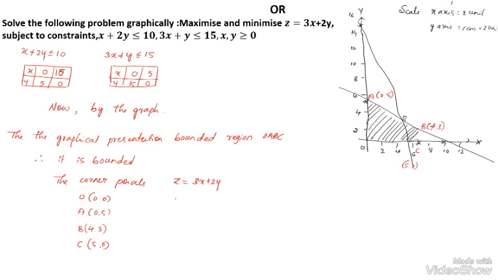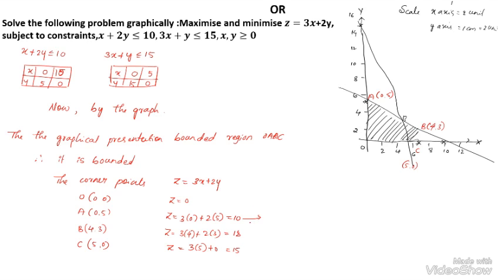For this one, we have to take the corner points. Put x equals 0, y equals 0, the result becomes 0. At A, 3 into 0 plus 2 into 5, it becomes 10. At B, Z equals 3 into 4 plus 2 into 3. 3 4s are 12, 12 plus 6, 18. And at C, Z equals 3 into 5 plus 0, it becomes 15.